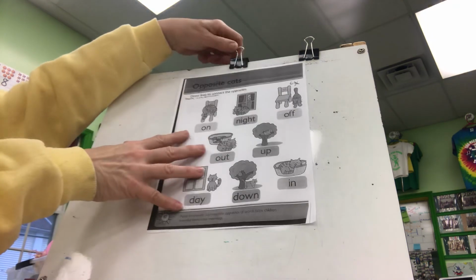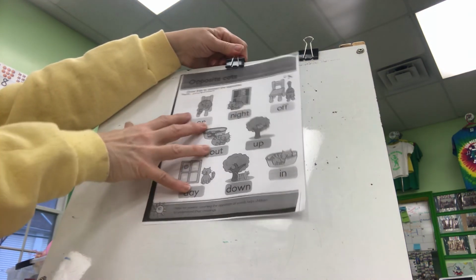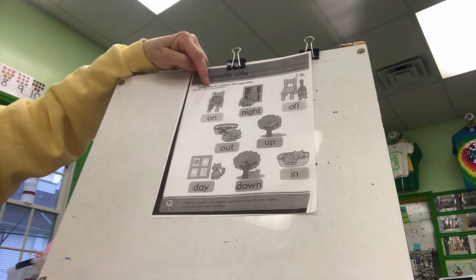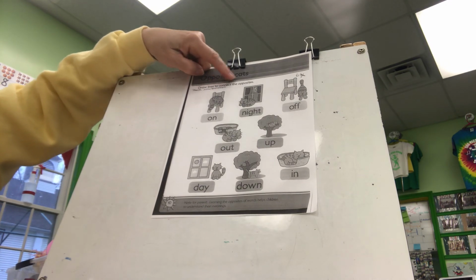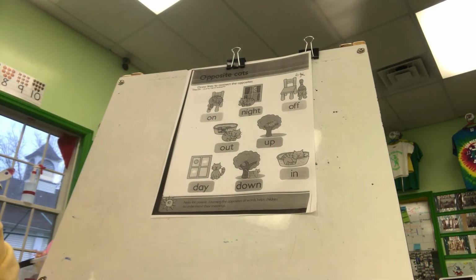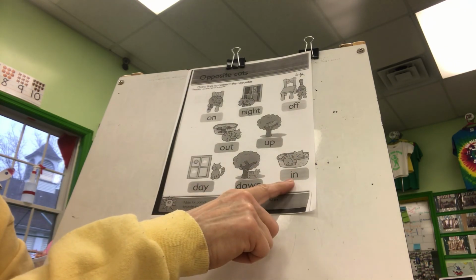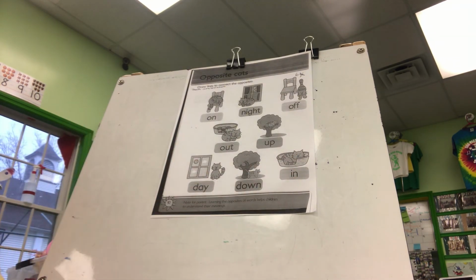Our last page on Tuesday is the opposite cats. Opposite cats. The directions say draw lines to connect the opposites. So you're going to look at those cats. Now, if you can't tell what they're doing, some of them are harder than others. You can't tell if he's sleeping or what he might be doing in that basket, so you're going to read the sight words. We know our sight words now, so we should have no problem matching up the sight words.